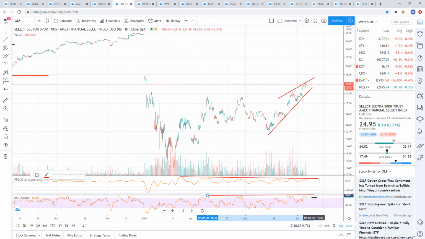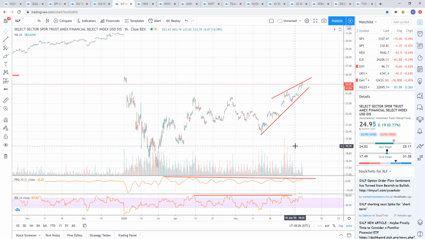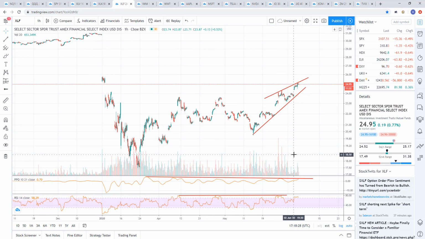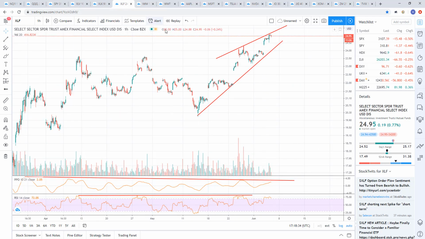So that's an equal. This is equal. So in general, this one just doesn't look as bearish, the XLF. So we'll have to watch that. Tech looks more bearish than the financials.